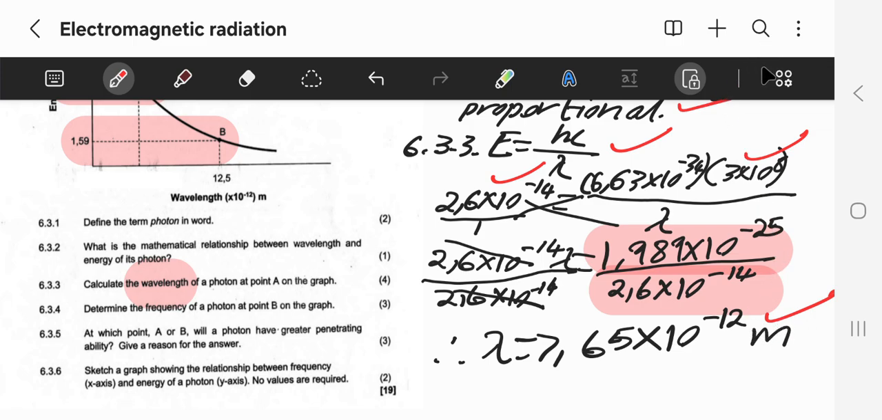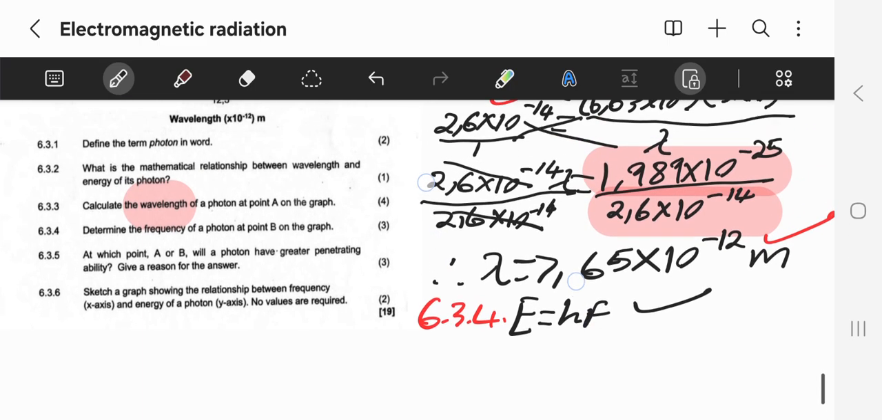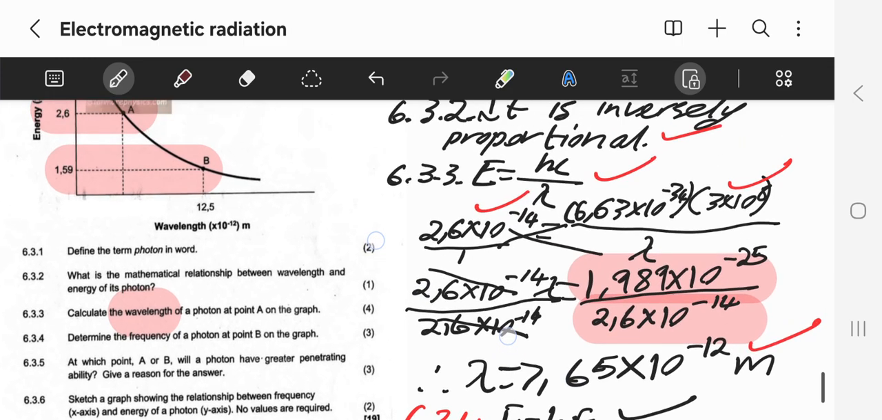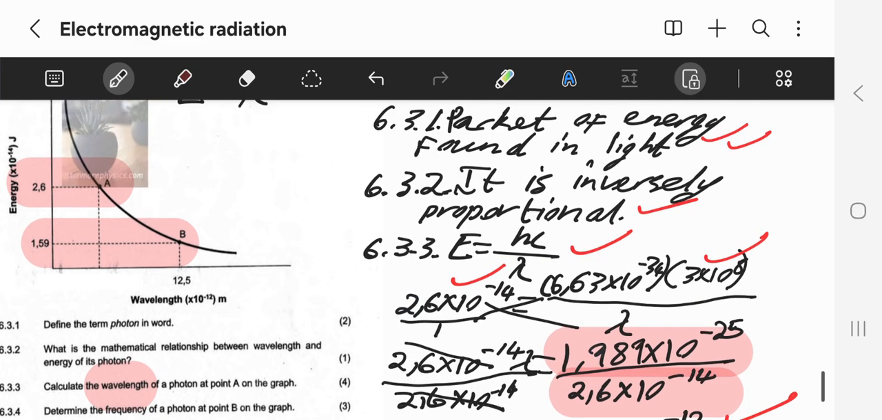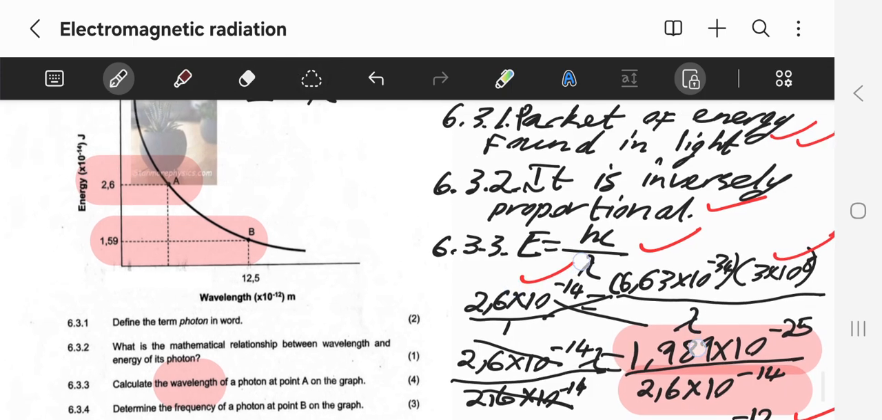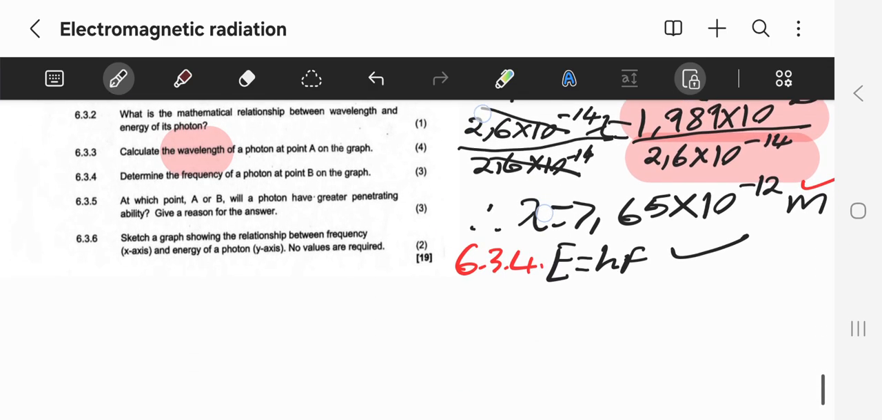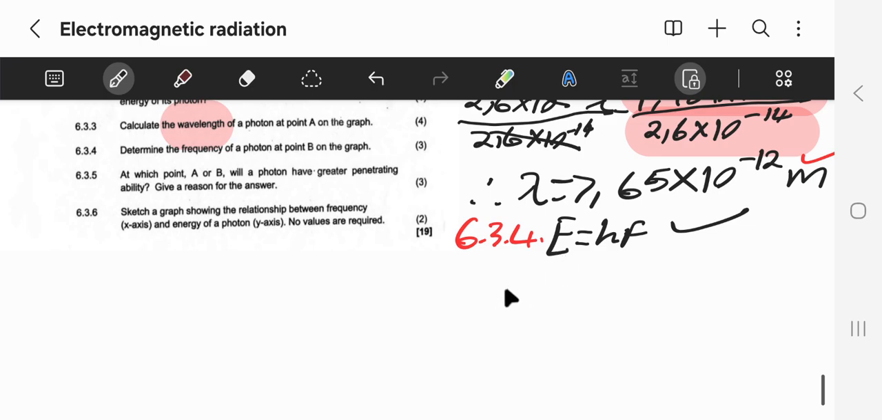Now let's look at 6.3.4. So this is the formula we are using for 6.3.4. Obviously, there'll be a mark for that. And then we check the energy that is related to B, and that energy is going to be what? It's going to be 1,59 times 10 to the power of negative 14. Where am I getting the times 10 to the power of negative 14? I'm getting it here. Okay, so that's what we are going to have there. I forgot the value. It's 1,59 for the energy.